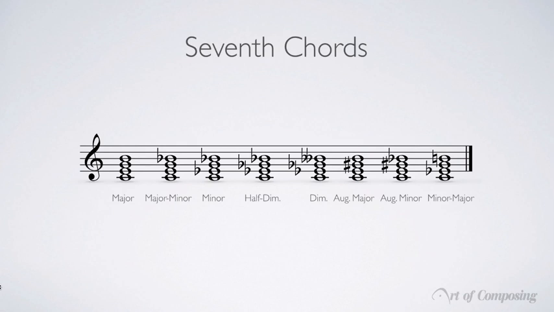Here's a major 7th. Here's a dominant 7th. Here's a minor 7th. Here's a half diminished. Here is a fully diminished. Now here is an augmented major 7th. So it's got the major 7th between the root and the 7th, and then an augmented chord. And then here is an augmented minor 7th. So it's got a minor 7th between the root and the 7th.